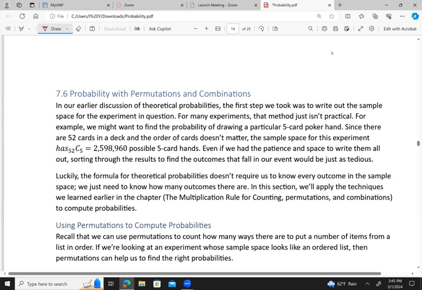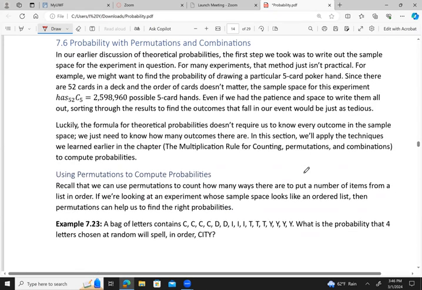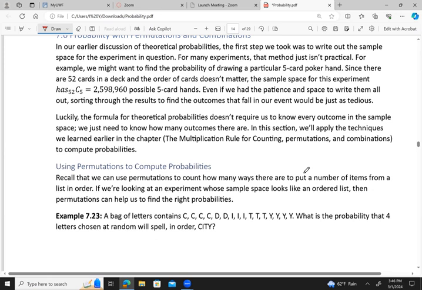For many experiments, that method just isn't practical. For example, you might want to find the probability of drawing a particular 5-card poker hand. Since there are 52 cards in a deck and the order of the cards doesn't matter, the sample space for this experiment has 52 choose 5, or 2,598,960 possible 5-card hands. Even if we had the patience and space to write them all, sorting through the results to find the outcomes that fall in our event would be just as tedious.